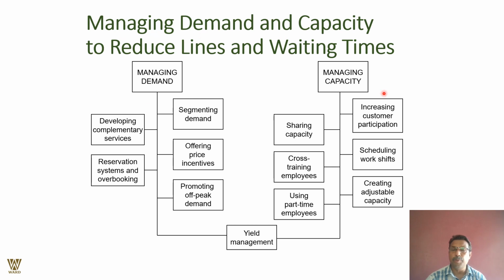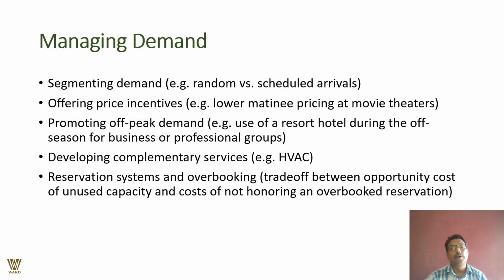What are we both trying to do with managing demand and capacity? Basically, we are looking at yield management, optimizing our outputs, managing demand, segmenting demand, random versus scheduled arrival, offering price incentives, like lower matinee pricing at movie theaters than that of evening timings or the weekend timings. Promoting off-peak demand, using a resort hotel during off-season for business or professional groups. Developing complementary services as the case might be. Reservation system and overbooking, the trade-off between opportunity cost and unused capacity, and the cost of not honoring an overbooked reservation.